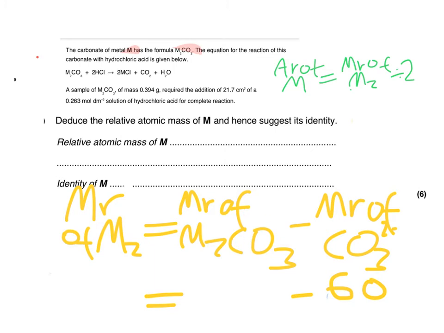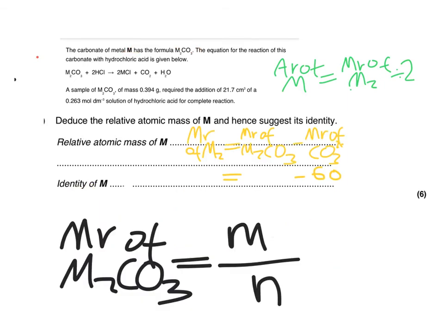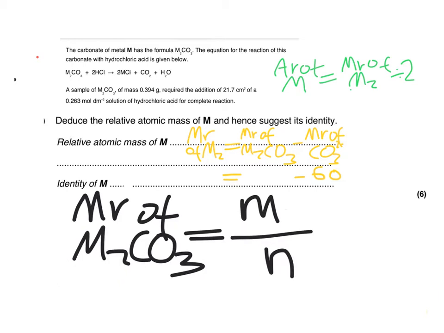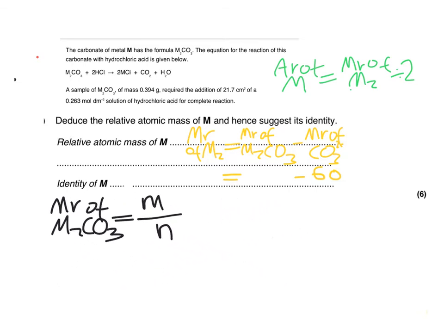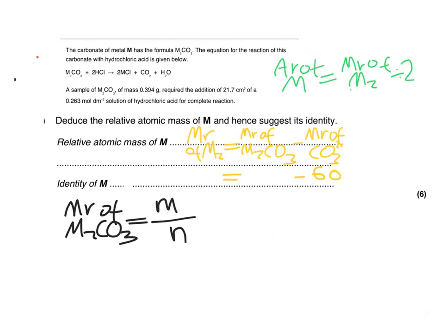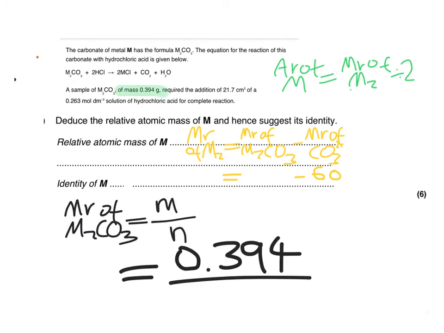So let's think, what's the only equation you know that has Mr in it? Let's write that down. The Mr of M2CO3 equals the mass of it divided by the moles. So let's think about what we already have. Do we have the mass? Yes, we've got the total mass. Looking at the question again, you can see the sample has a mass of 0.394. So we can put it in there.